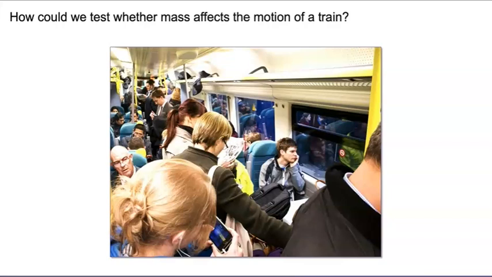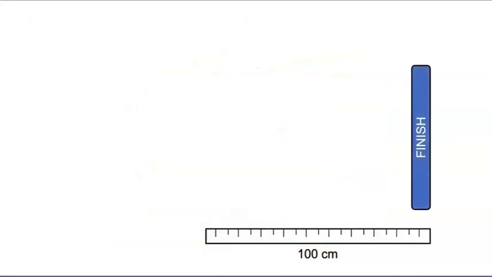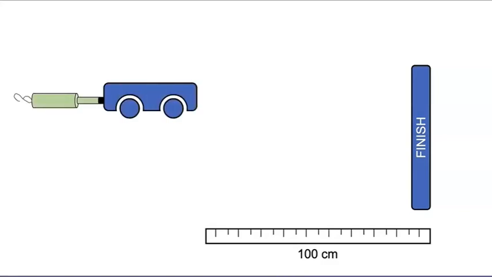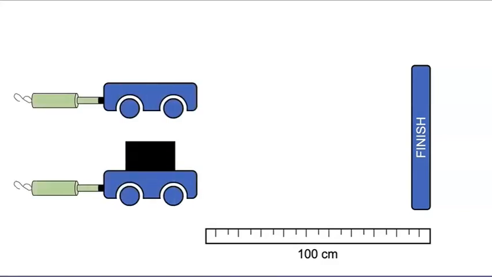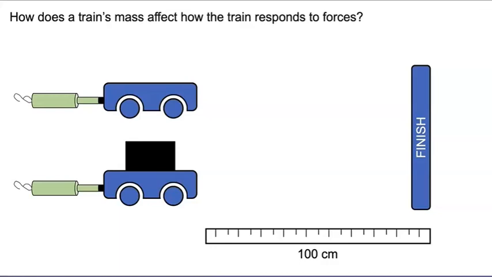How can we test whether mass affects the motion of a train? Maybe we could use the train model again. This time, we could change the train model's mass. We could push one empty train model and one full train model and see how fast they go. I think we're ready for another investigation. Today, we will try to answer the question, how does a train's mass affect how the train responds to forces?